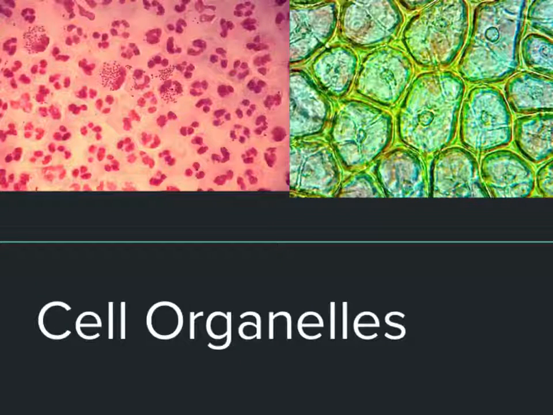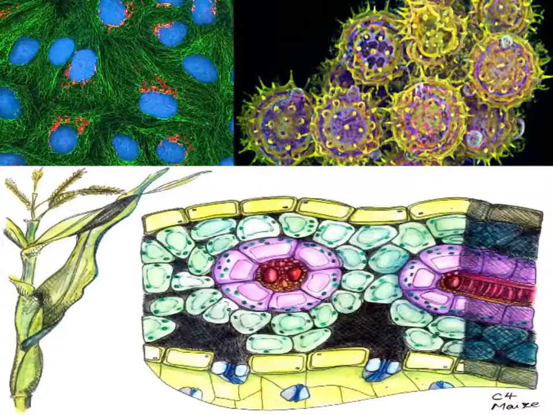In this lesson, I will explain the function and description of each of the organelles found within both plant and animal cells. Cells are the building blocks of all living organisms. They come together to make us human, and in the bottom image, you're able to see how they make a stalk of corn grow as they multiply.